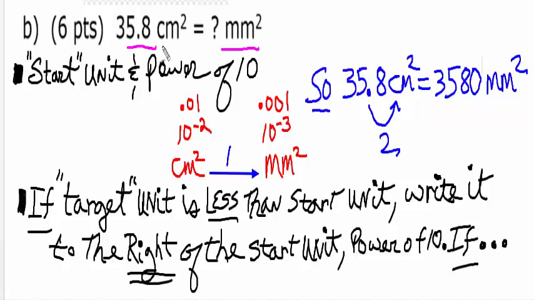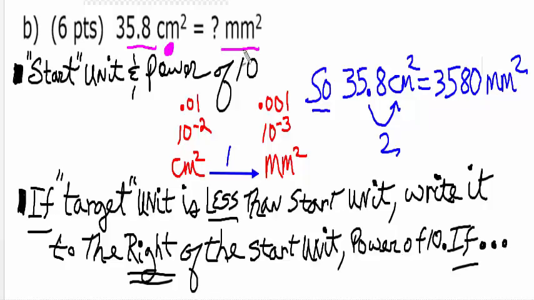Step 1, write the start unit and the power of 10. The start unit is centimeters, or centimeters squared, since it's area. We write down centimeters squared. The power of 10 is 10 to the minus 2. Centi means 1/100th, 0.01. Step 2, if the target unit is less than the start unit, write it to the right of the start unit and the power of 10. If the target unit is greater than the start unit, write it to the left.